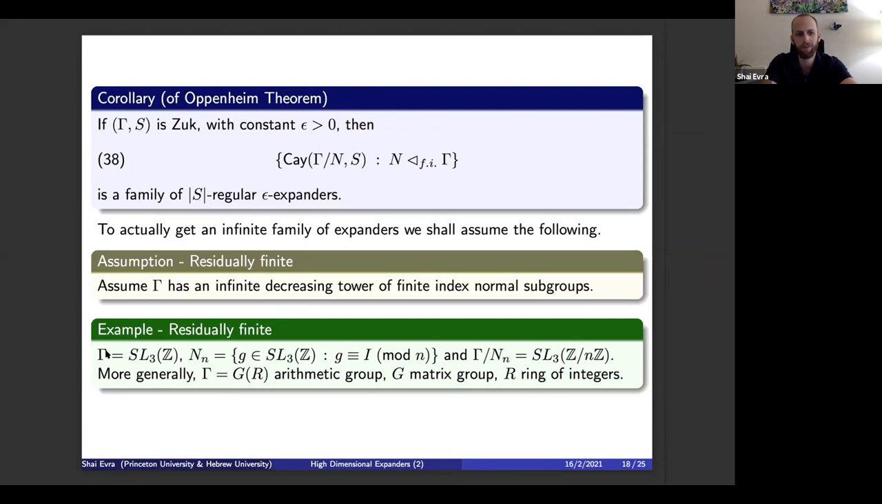And so the most common example is just taking the special linear group, the group of 3x3 matrices with integer coefficients and determinant one, and all these congruence subgroups satisfy the condition. Clearly you have infinitely many of them. More generally, you can take arithmetic groups. You can replace SL3 with other matrix groups, symplectic, orthogonal, whatever you want. You can replace the ring of integers with other rings of integers like polynomials over finite fields. There are many examples.